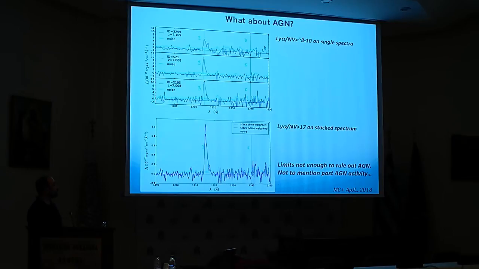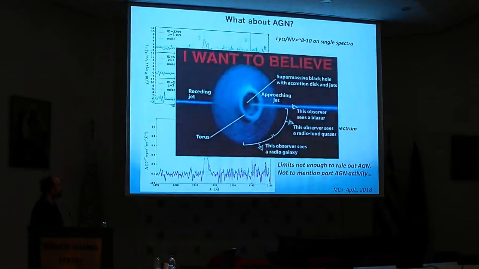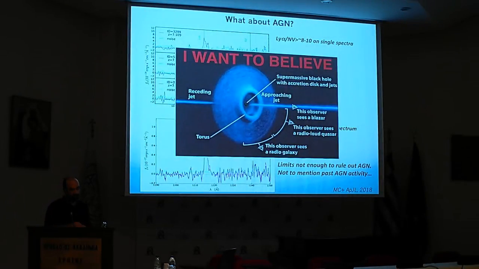AGN can possibly do the job, but we do not detect any nitrogen V in the spectra. Of course, there are classes of AGN that are comparable with the limits we can set on the nitrogen V emission, so we really cannot rule out AGN, not to mention past AGN activity. So the issue is still on the table.